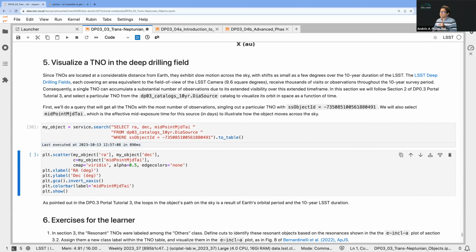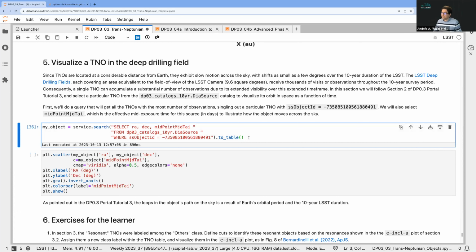So then again, we're going to use the DIA source catalog. We're going to use a deep drilling field in order to have a lot of observations. Over the 10 years of the survey, these drilling fields are going to produce a lot of observations on TNOs. We do again an SQL query of the right ascension, the declination, and then the median day, right? The midpoint of the effective mid exposure time for the source. And then we retrieve the particular source ID from one of the tutorials of the portal.